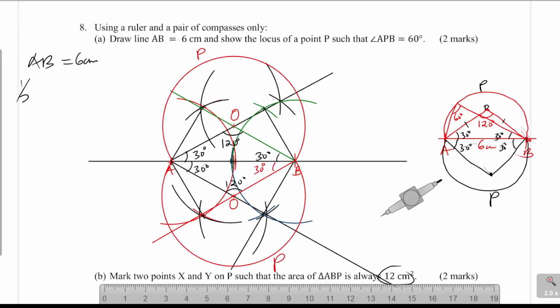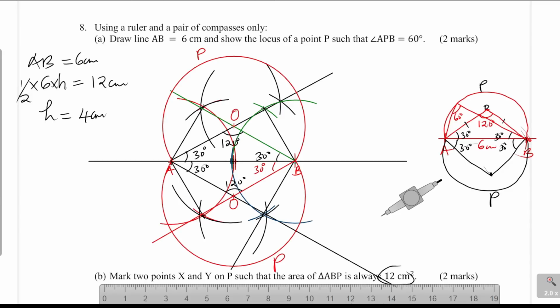The area of a triangle is a half times the base times the height. The base is known, but we don't know the height, the distance from AB to where we shall have that point X and Y, which should give us 12 centimeters squared. So when you work out this one, you notice this will be 3h, so the height will be 4 centimeters. So you're going to take the height of 4 centimeters from AB.